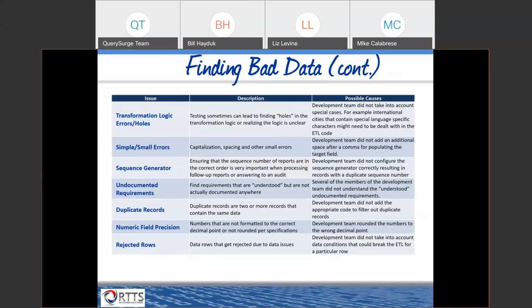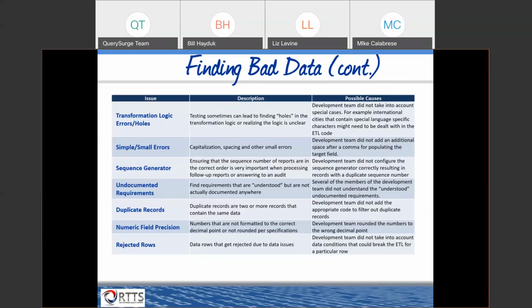Undocumented requirements is another issue that we come across. So it's important here, and we're going to stress it throughout the presentation, that these ETL processes are documented fully. This is important for both testing and regression testing. We want to make sure that everything is fully understood by every member of the team.